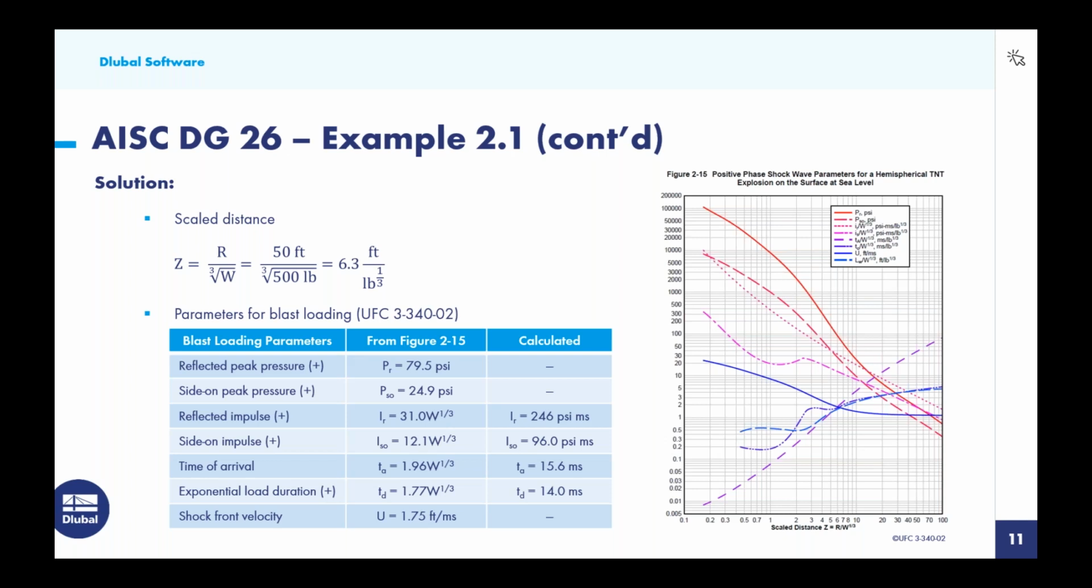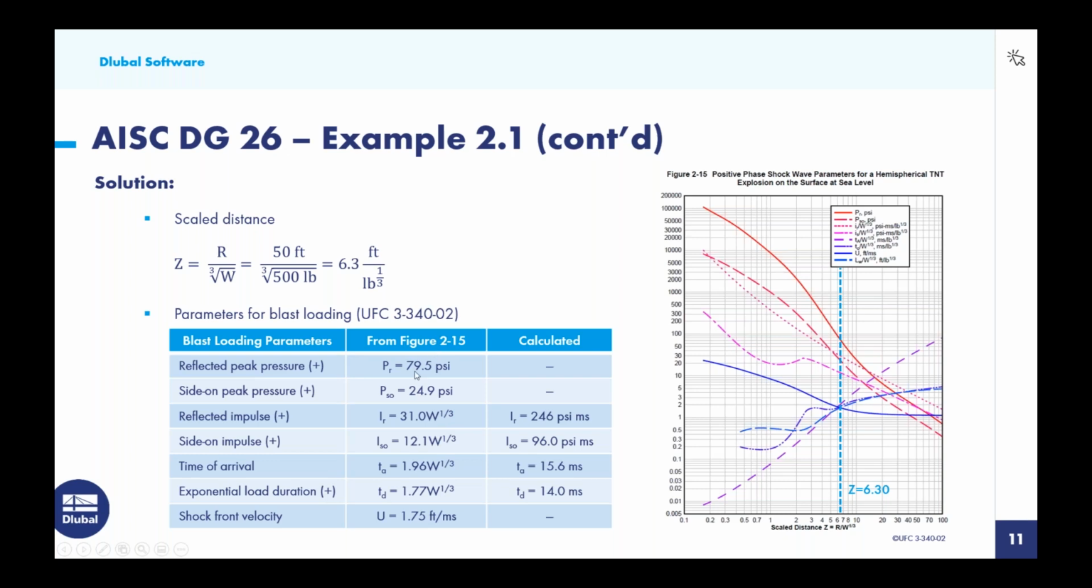Well, we just solved for Z equal to 6.3. So we simply find that along the lower x-axis here, follow that up, and all of these various lines are going to provide to us our different parameters for that idealized pressure time history curve. So they're summarized within this table.